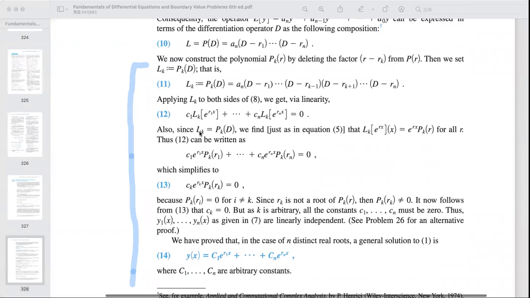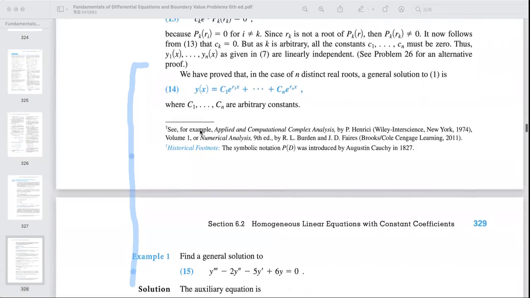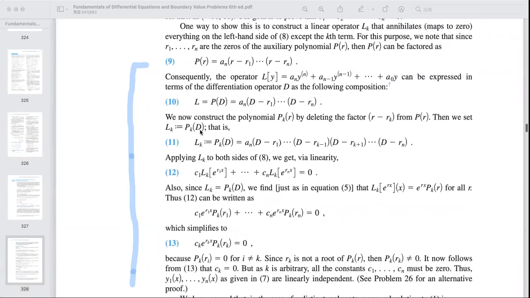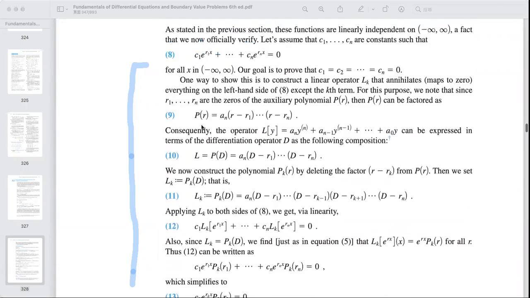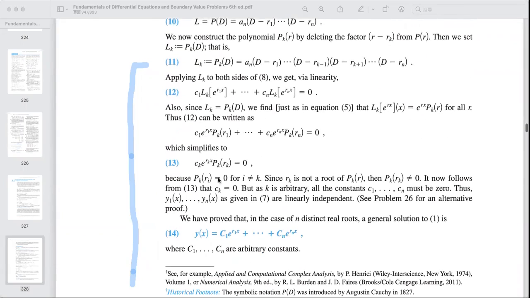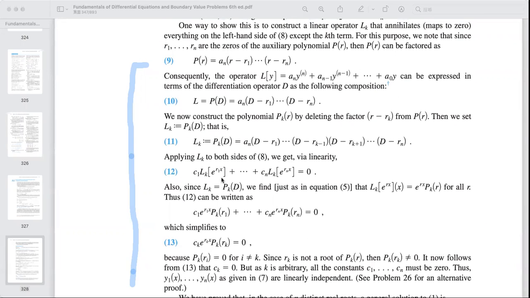Basically starting from equation 8 to equation 14. This is a proof. I recommend you read the proof. It's a very good proof, but I'm not going to spend time explaining the details.